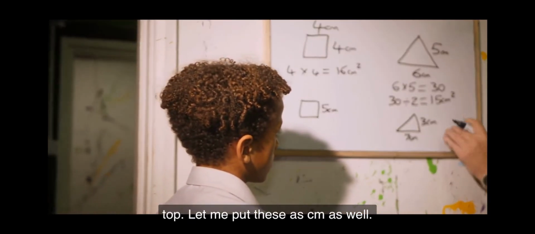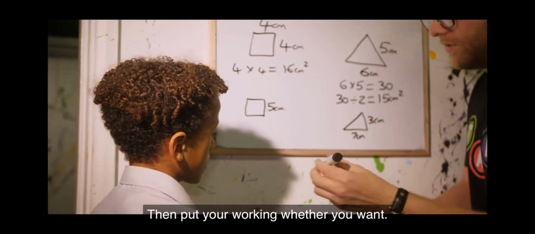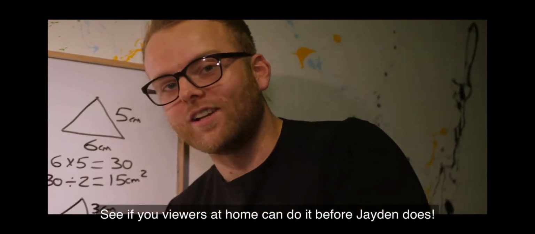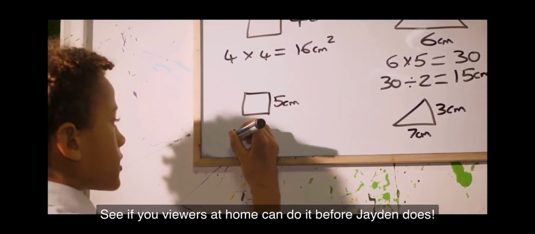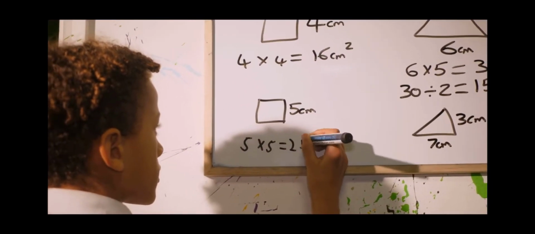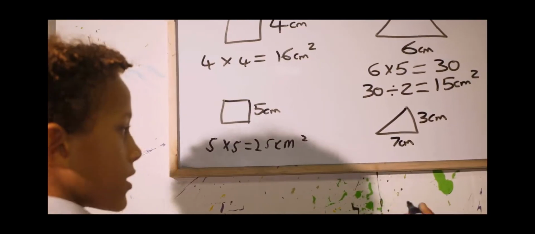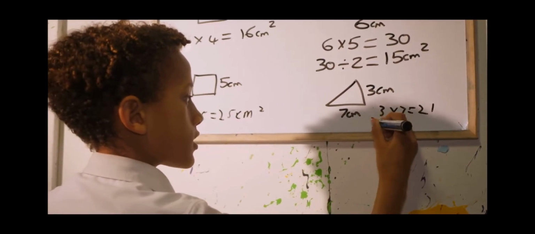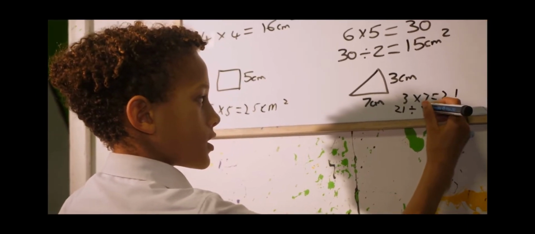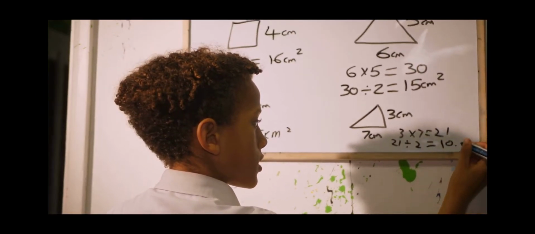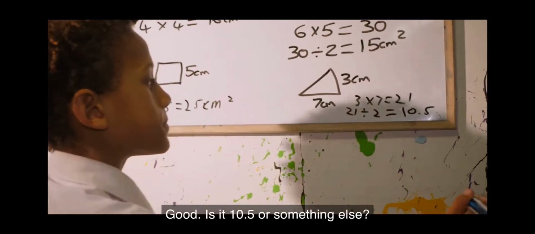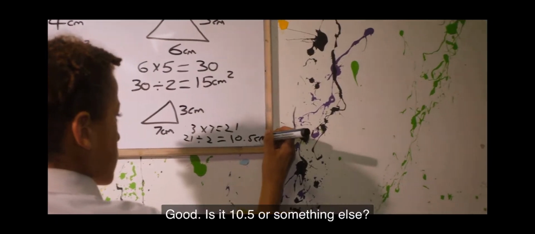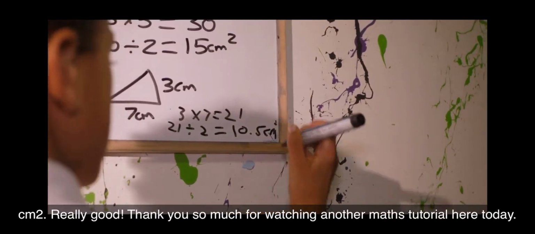Now, you've got to work out, and you can put your working wherever you want, okay? But that is it. See if you viewers at home can do it before Jaden does. Let's go. Good. And then is it just 10.5, or is it 10.5 centimetres squared?